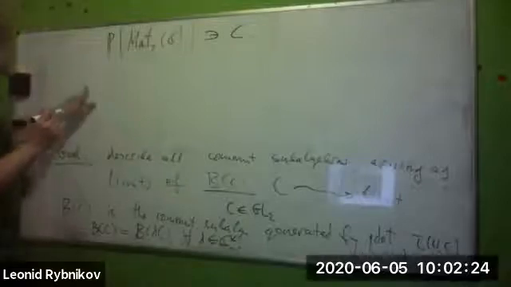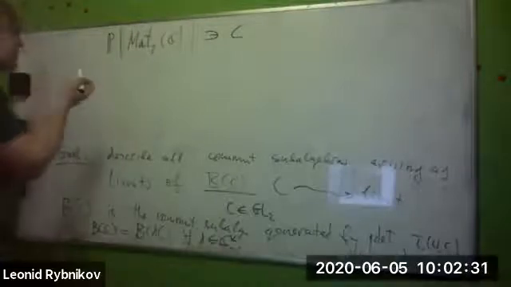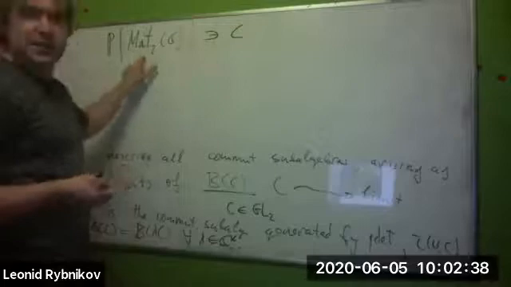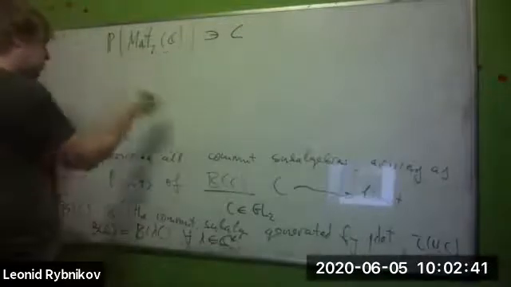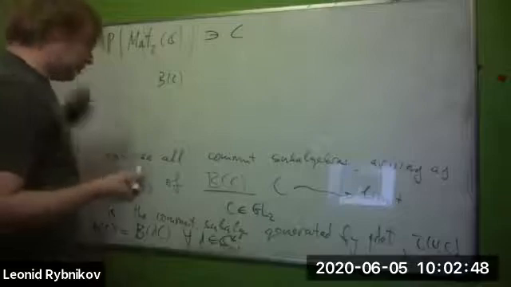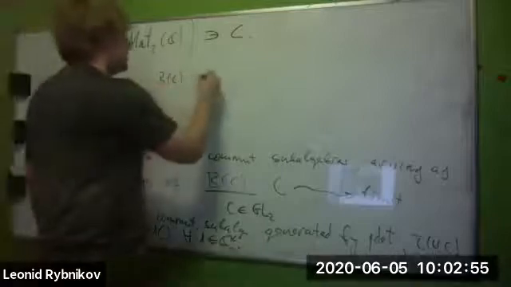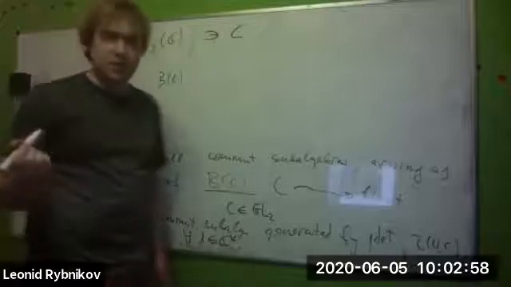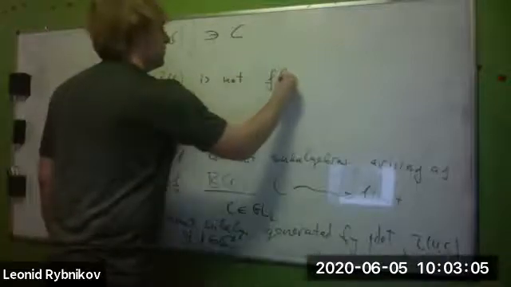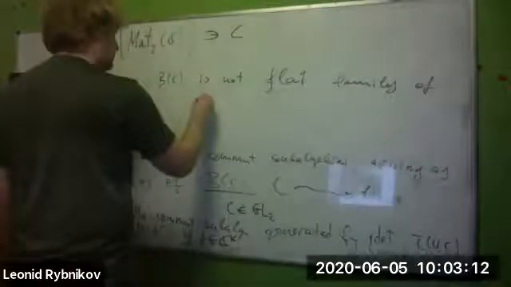But this is not the full truth. Indeed, we have a family of subalgebras depending on a point in this space. We still can define the algebra B of C by the same formula, but this won't be a flat family of subalgebras.